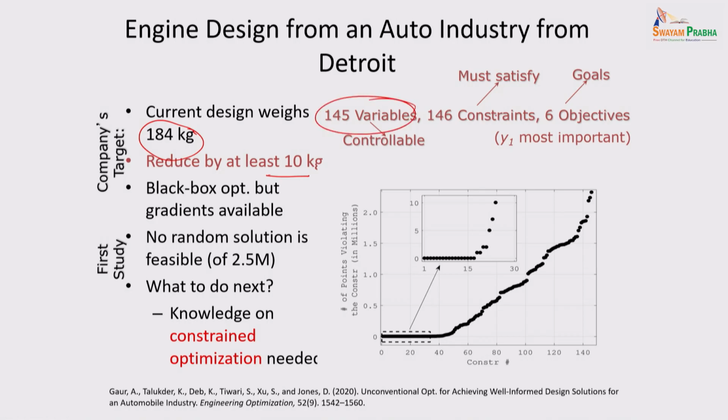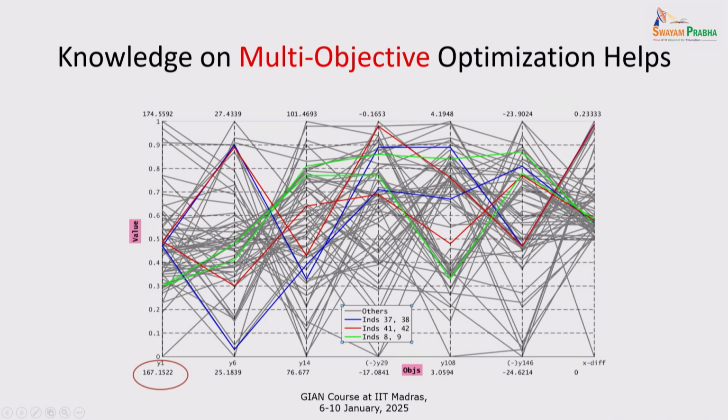It's a huge problem, you see: 145 variables, 146 constraints, 6 objectives. On top of it, all the values are discrete. And we are able to give them about 100 engine designs with less than 174 kilos. So not only one, but 100 of them. Then, of course, here is the best one, but here are others.